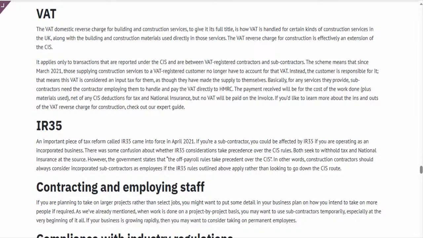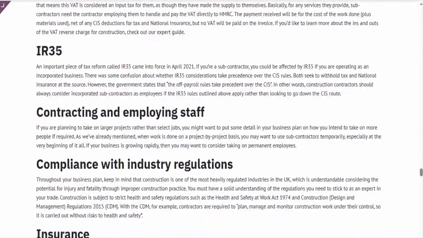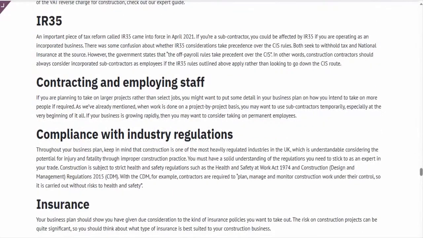If you'd like to learn more about the ins and outs of the VAT reverse charge for construction, check out our expert guide. IR35. An important piece of tax reform called IR35 came into force in April 2021. If you're a subcontractor, you could be affected by IR35 if you are operating as an incorporated business.